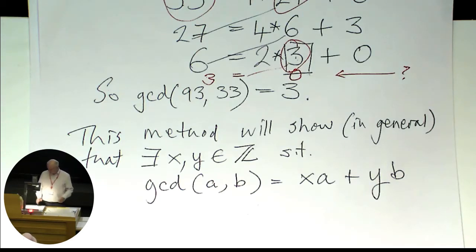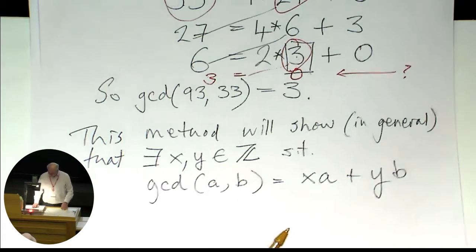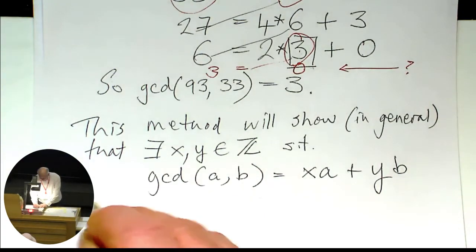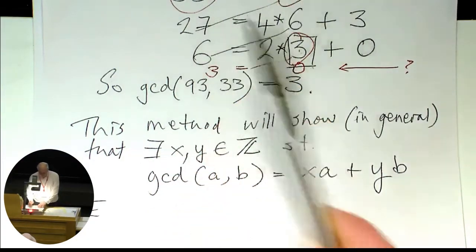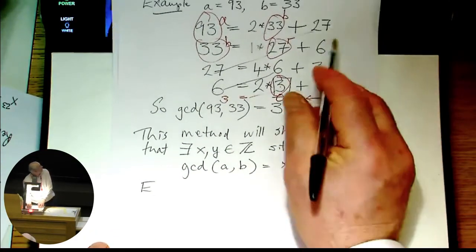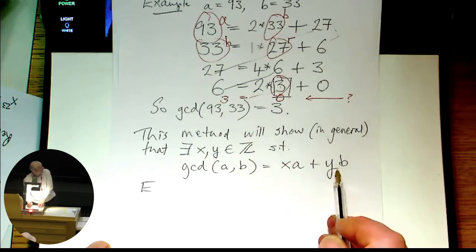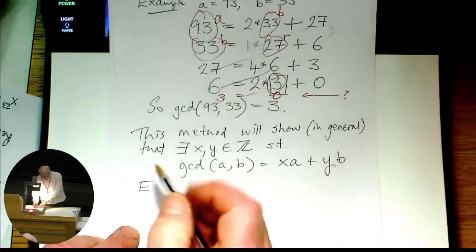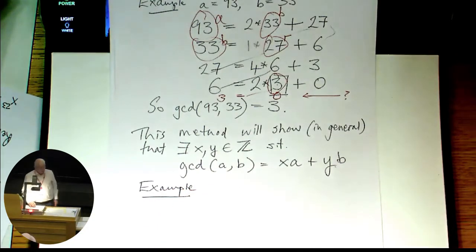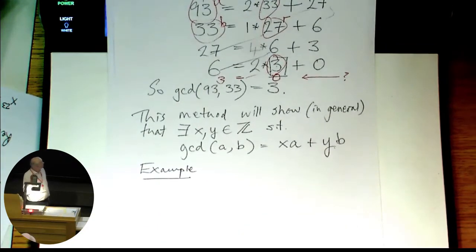The method I use uses matrices. It was taught to me by a student, so maybe it was taught to him by someone here. You may have seen this method, but I'm going to do the same example, 93 and 33. It's obvious that the greatest common divisor is 3, but it's not at all obvious what x and y are. So I'm going to find x and y in this example. I enjoy doing this with matrices.